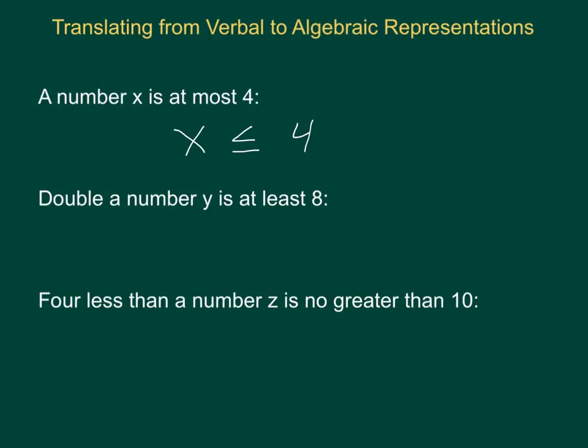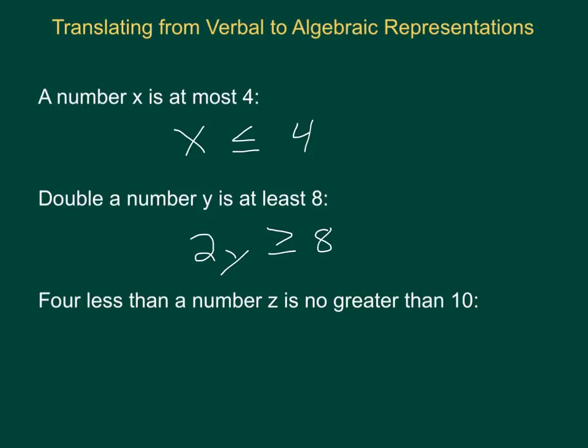That's the translation of that. Next example, double the number y is at least 8. Well, double the number y is going to give me 2y. And at least tells me it's going to be greater than or equal to 8.